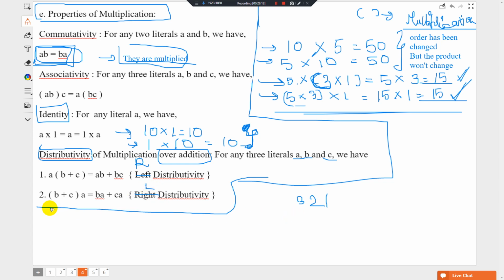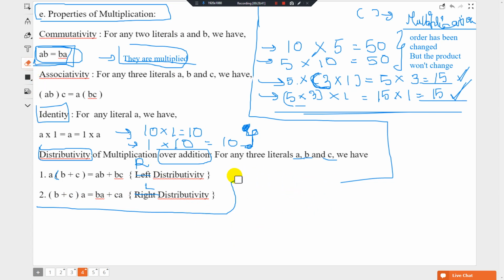3, 2 and 1. A, this bracket is multiplication, so A into B plus C, that is AB plus AC, that gives right distributivity. And here B plus C into A, which gives BA and CA, which is left distributivity. See, I'll give you another example.